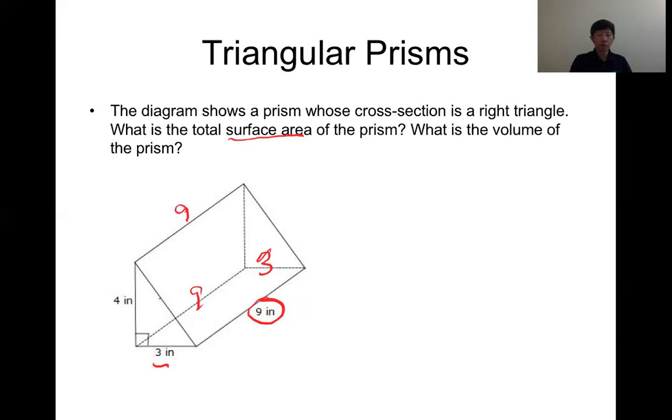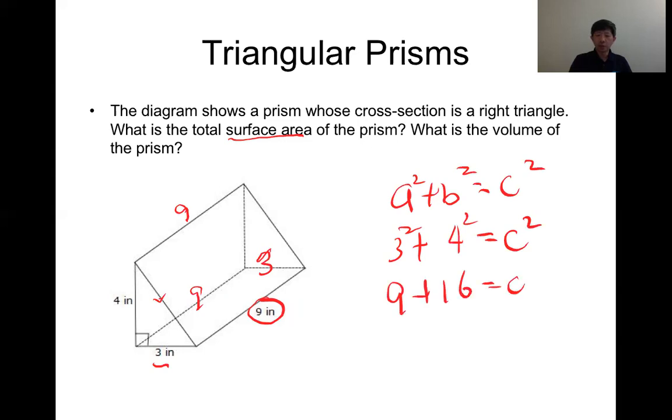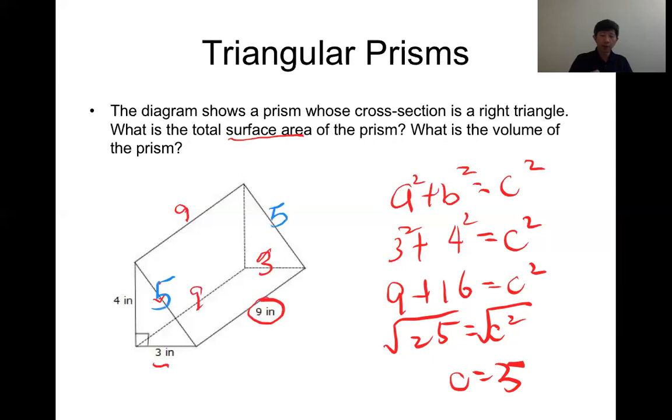Now, what about this one? Now, this one, actually, we have to use the Pythagorean theorem. Pythagorean theorem tells us a squared plus b squared equals c squared, right? So we replace a with 3, replace b with 4, and we can find c squared. So 9 plus 16 equals c squared. That will be 25 equals c squared. Take the square root of both, c equals 5. So here is a 5, here is a 5, and here is a 5. Okay. So now we have the information.